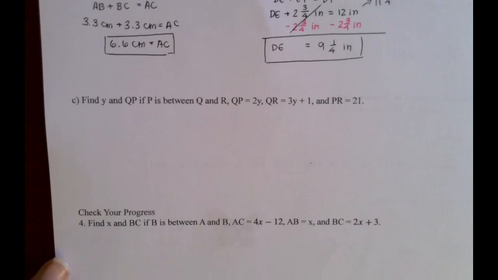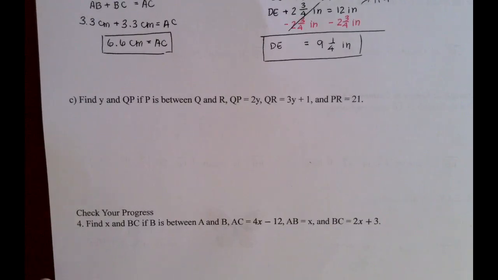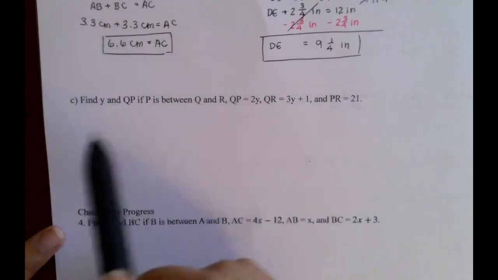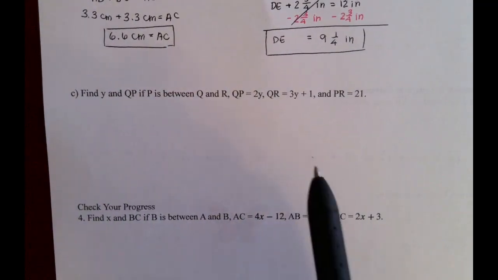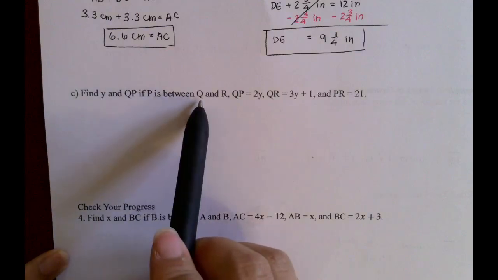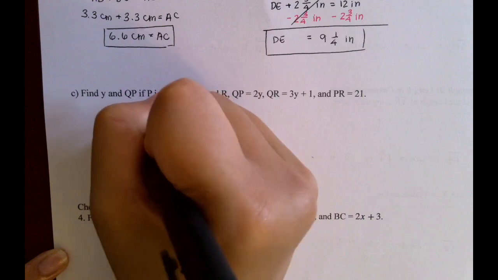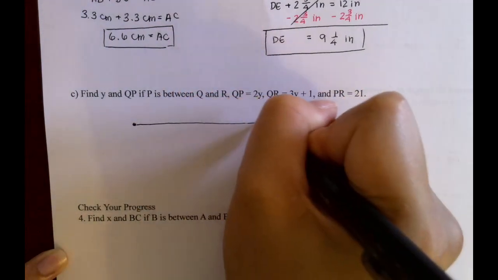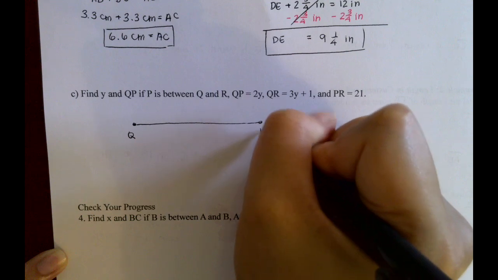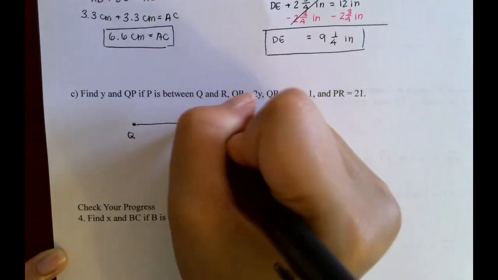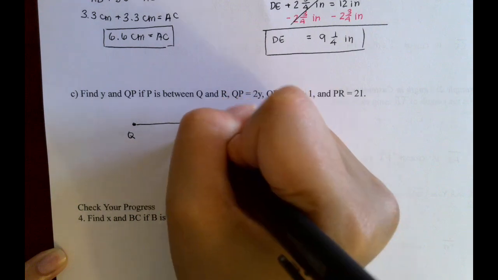And then C here says find Y and QP if P is between Q and R. QP is 2Y, QR is 3Y plus 1, PR is 21. Okay, so a little bit confusing. We're going to start by drawing the picture. Okay, so we know that P is between Q and R. It's not drawn to scale. I'm just drawing it with what I kind of know so far. So right now I know that there's Q and R, and QP is somewhere between. I don't know if it's in the middle. I don't know if it's closer to one side or another. So we're just going to kind of draw it wherever for now.